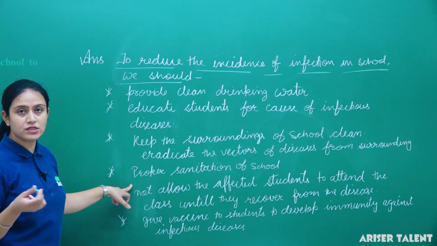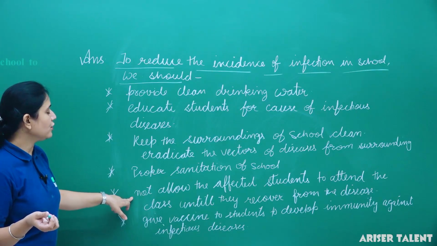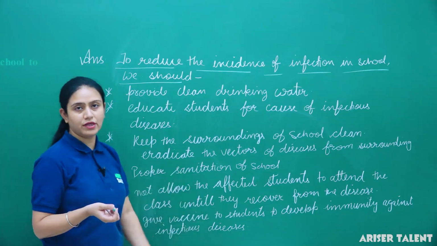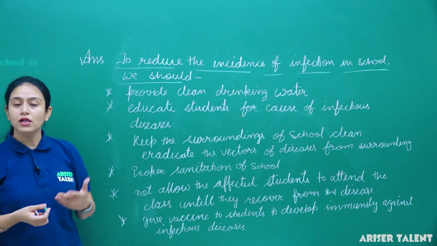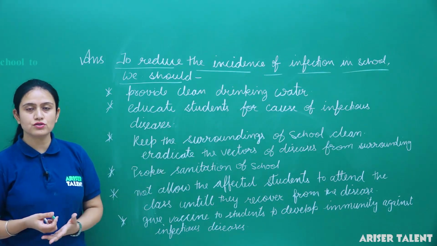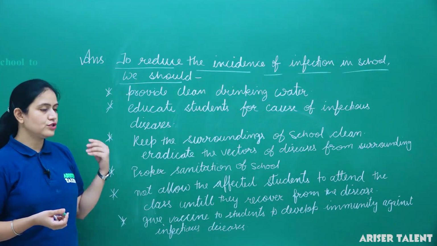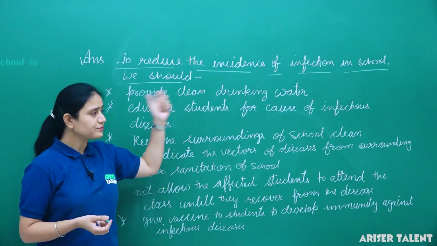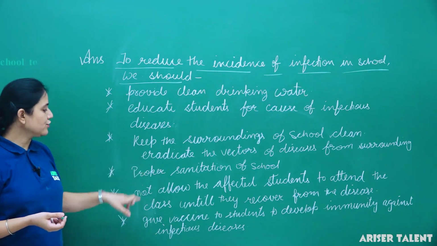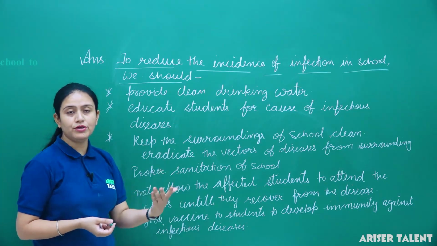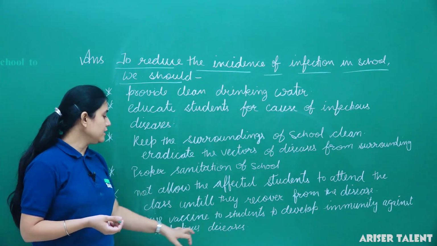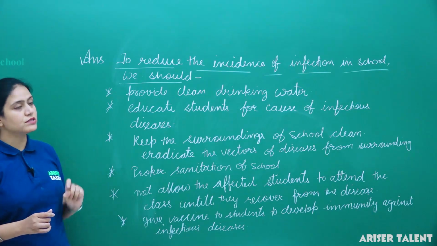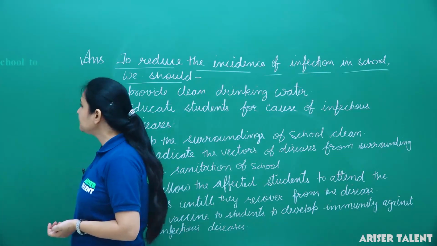Proper sanitation of school is a must. And we should not allow the affected student to attend the class until they recover from the disease. Otherwise, if they come to school, they will infect the other students also, they will spread the disease. So we should not allow the infected person in the school to reduce the infection. Then we should give vaccines to students to develop immunity or resistance power against infectious diseases. So by following these steps, we can reduce the infection inside the school.